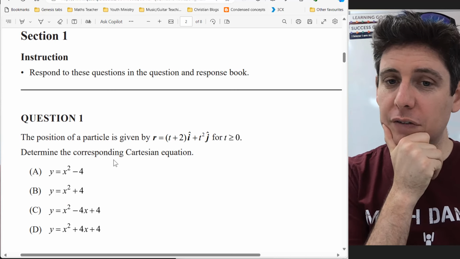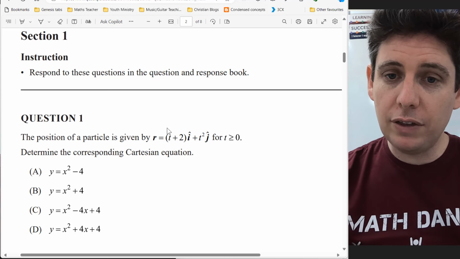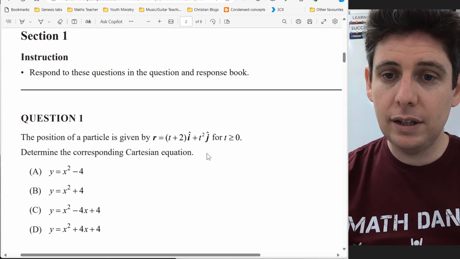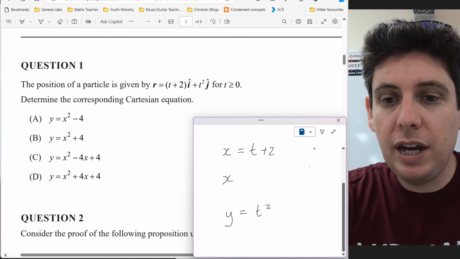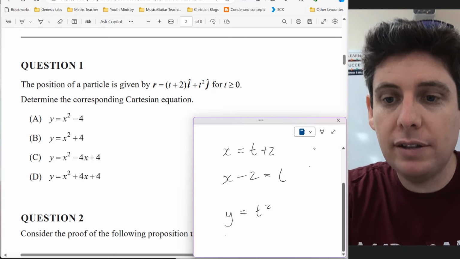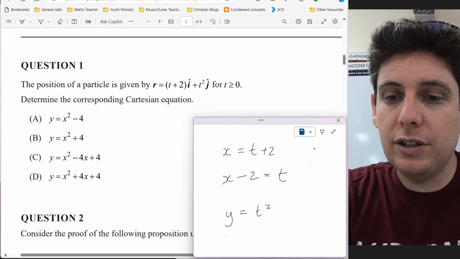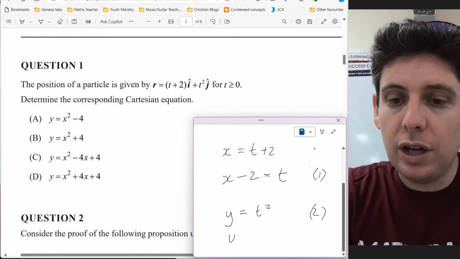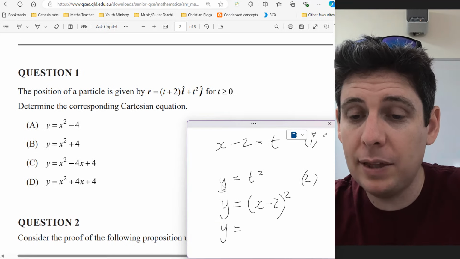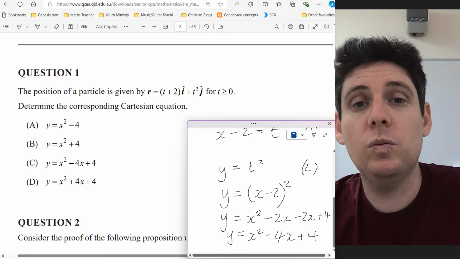Position of a particle is given by r, etc. Hopefully you know that this section here is x and this section here is y. So if we rearrange this first one to make it in terms of t, we minus 2 from both sides. Now we sub this into this equation. So sub 1 into 2, you get y equals. If you expand the brackets, you have x times x, so the answer for question 1 is C.